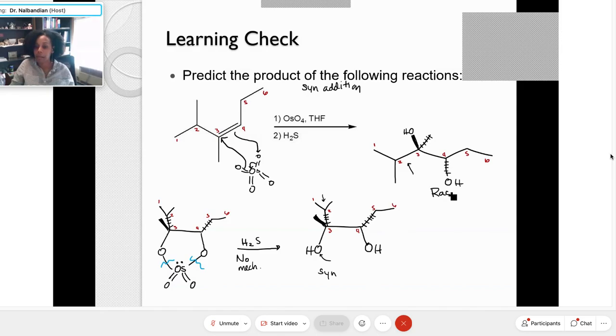Again, racemic. Because this is racemic, we end up with a racemic product. So this plus its enantiomer. This is our syn addition product, and there was our anti-addition product on the previous slide. Questions on either of these, the syn addition or the anti-addition, the MCPBA or the osmium tetroxide?